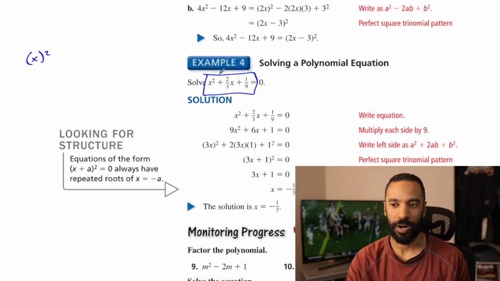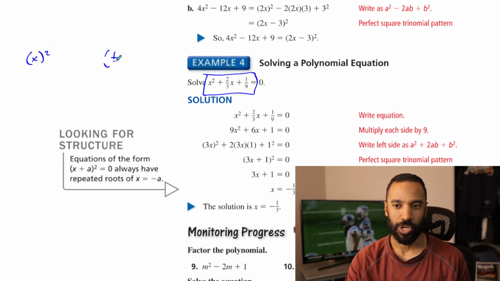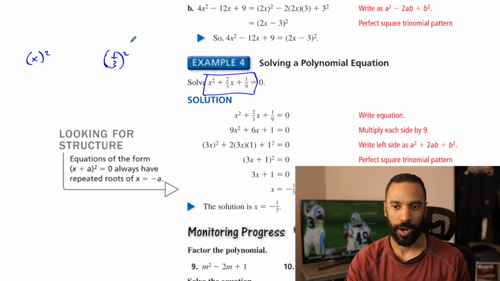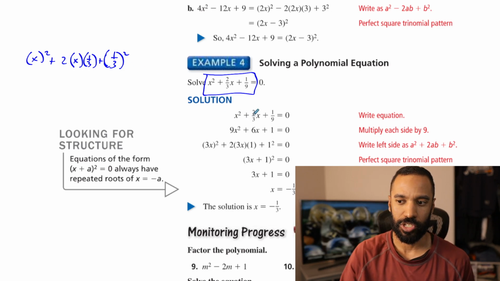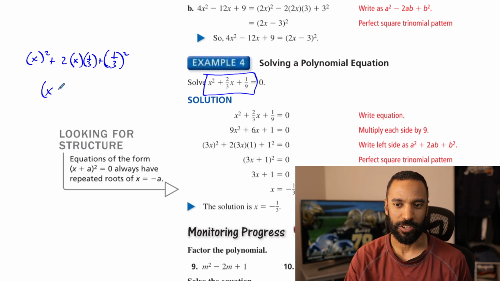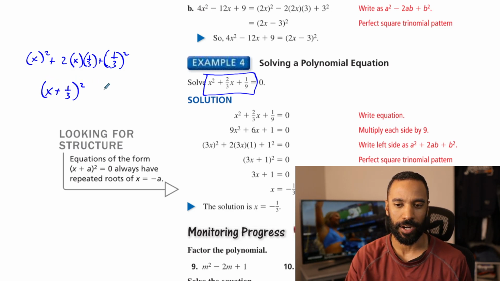well, x is being squared here. 1/9 is 1/3 being squared. And then are we doubling x times 1/3 here? Doubling 1/3 x is 2/3 x. So yes, we are. So this factors into x plus 1/3 quantity squared.